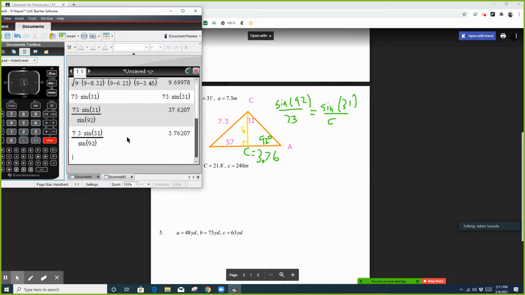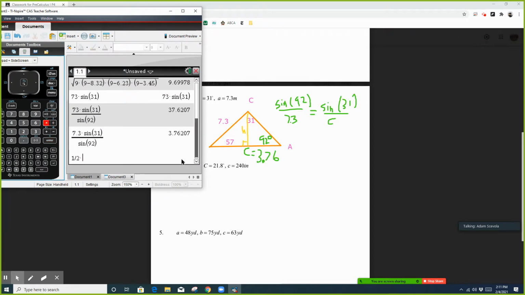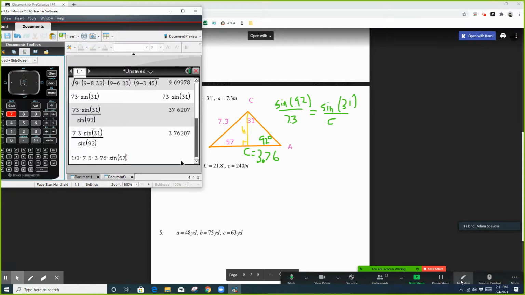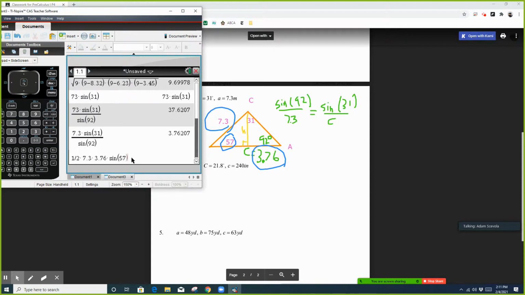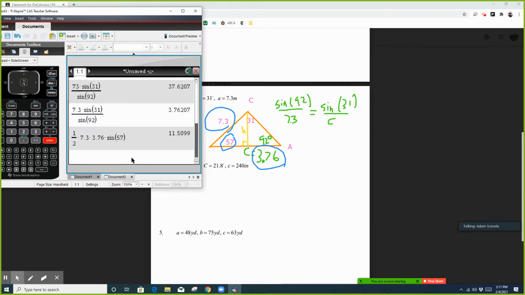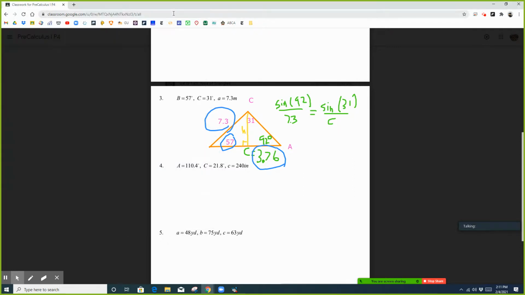So easy fix, we're just going to do 1/2 times 7.3 times 3.76 times the sine of 57. And look what I'm doing here. If you have side angle side, all you're going to do is 1/2 times the two sides times the sine of the angle in between. And that's essentially like finding the height, then multiplying by the base and dividing by 2. So then we hit enter and we get our area. Boom, 11.5. All right. Any questions?